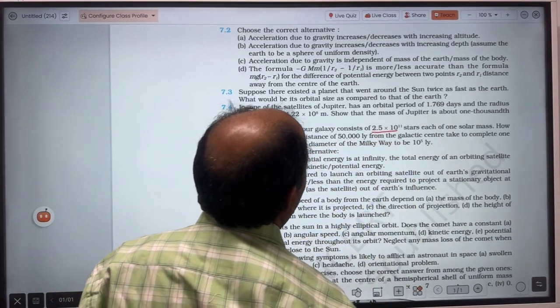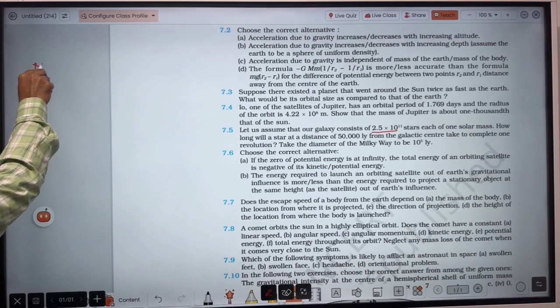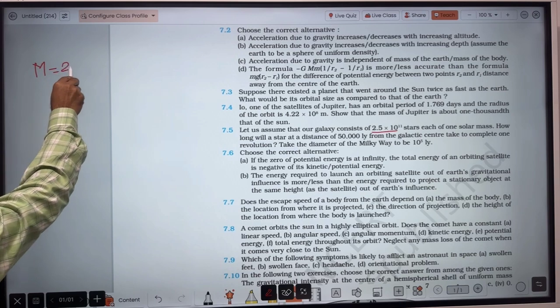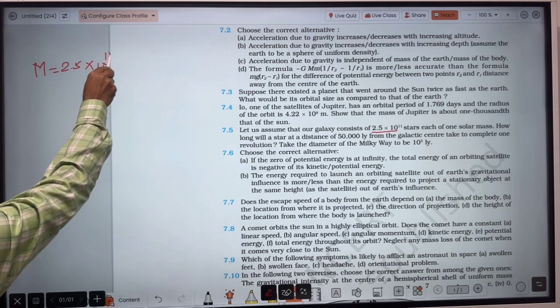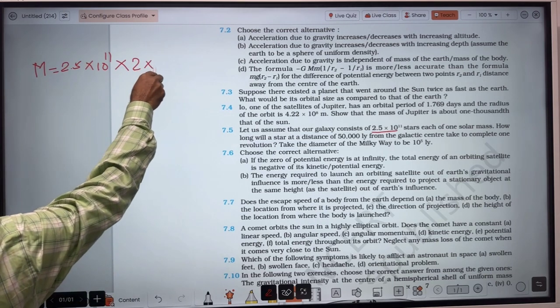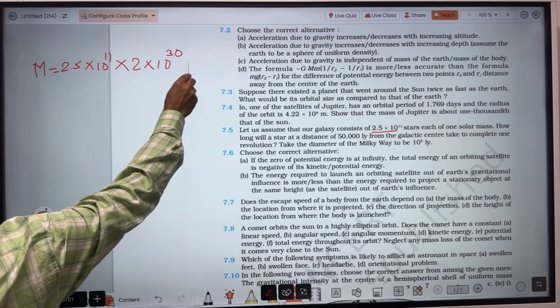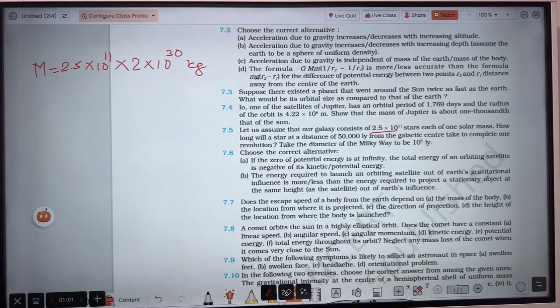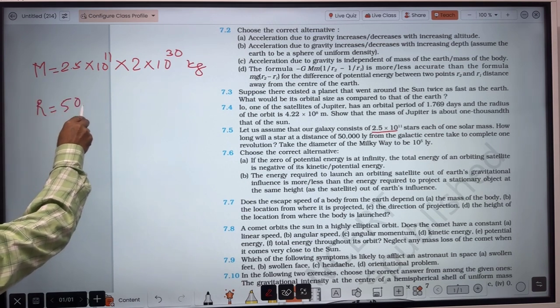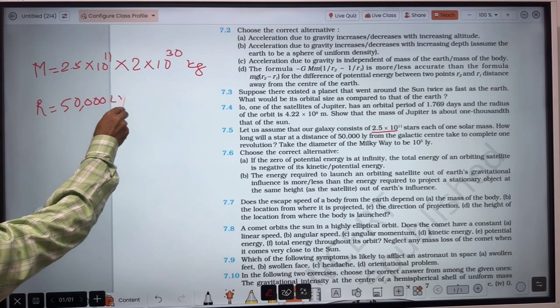total mass, say mass, equal to number of stars. So 2.5 into 10 to the power 11, into each star has one solar mass. So mass of sun is 2 into 10 to the power 30 kg. Now what is the distance? Distance R is given as 50,000 light years.